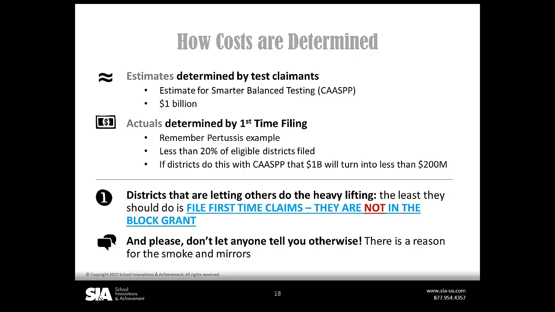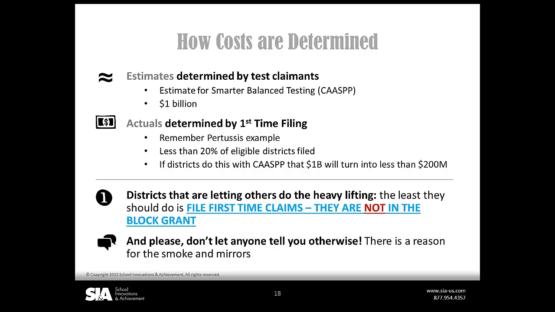If you take the pertussis example that we just talked about, where only 20% of the estimates were filed, and we apply it to this scenario, the $1 billion is really going to become $200 million. And remember, this is still money that's owed to us outside of the block grant. So we're going to lose this unclaimed money this year for those districts that didn't file. And in the future, when the state rolls this new mandate into the block grant, they're only going to include $200 million instead of the $1 billion. So we're really going to lose twice.